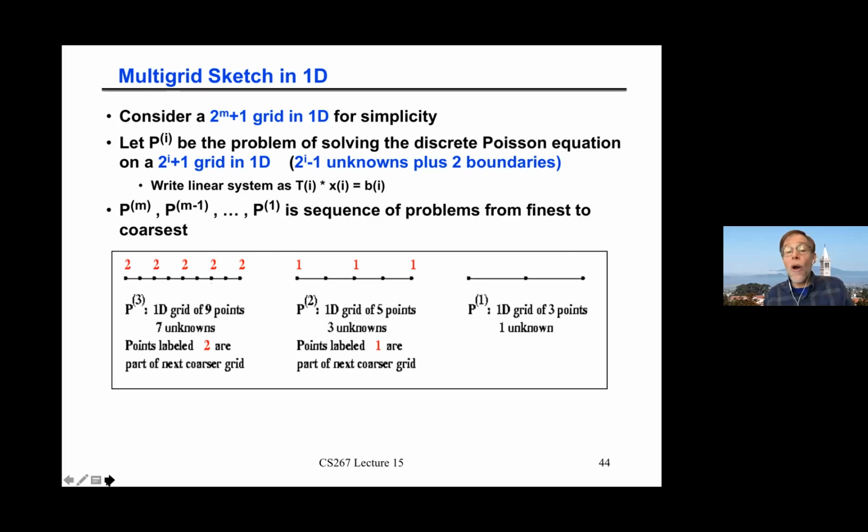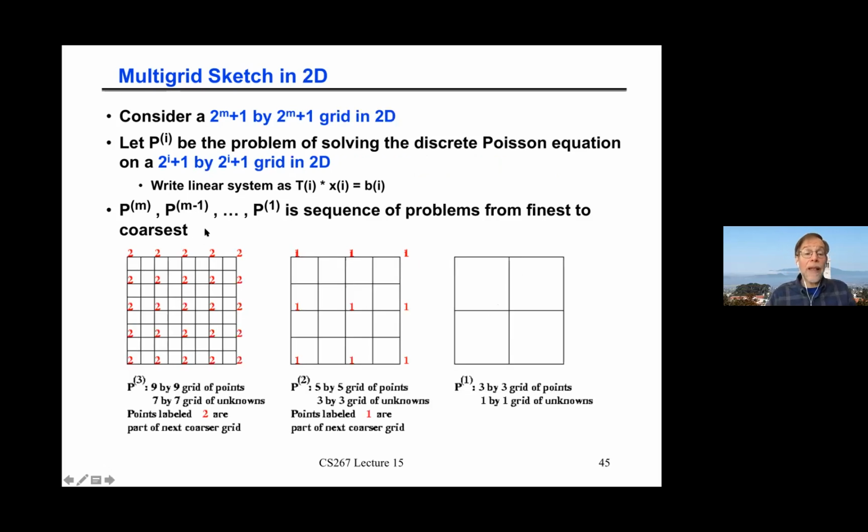So that's the one-dimensional notation. And it's going to be the same notation in the 2-dimensional case, except now problem P_i is going to be on a square grid of size 2 to the i plus 1 by 2 to the i plus 1. But everybody on the boundary is a given boundary condition. So the unknowns are just the 2 to the i minus 1 by 2 to the i minus 1 unknowns in the middle.